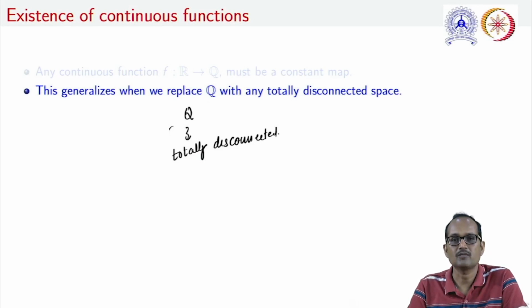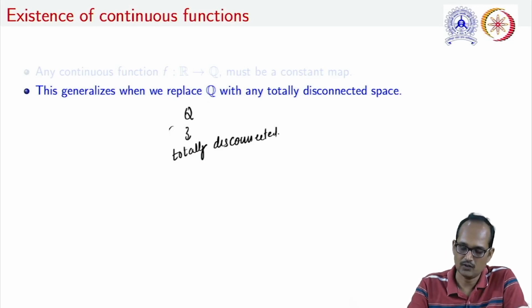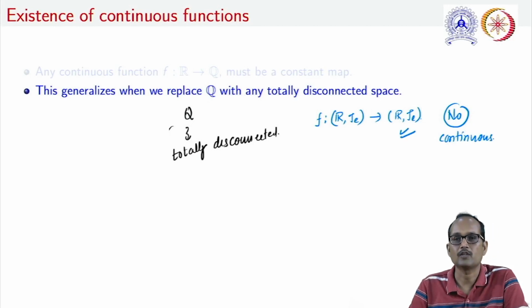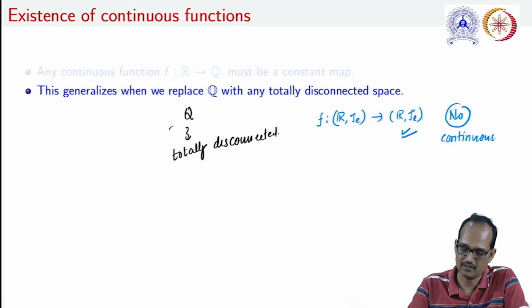The same concept can be extended to other topological spaces. For example, the question is, can we construct a non-constant continuous function from the real line with Euclidean topology to the real line with lower limit topology? The answer is no. We cannot construct any continuous function. Why? We have already seen that the real line with lower limit topology is also totally disconnected.